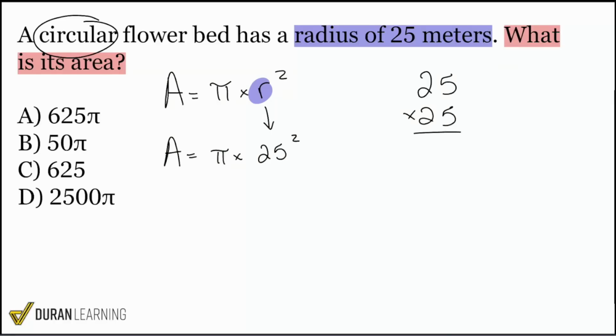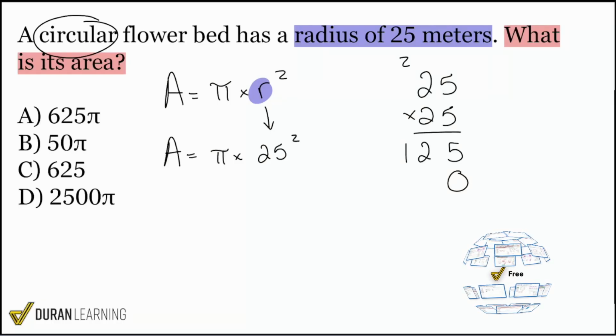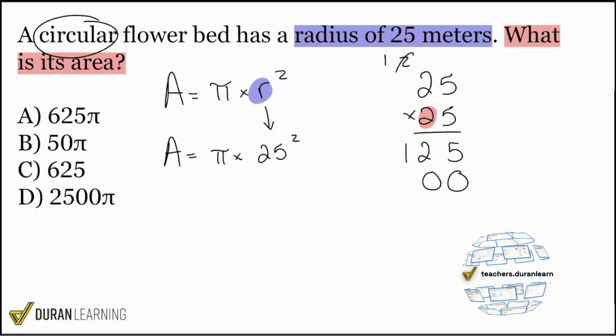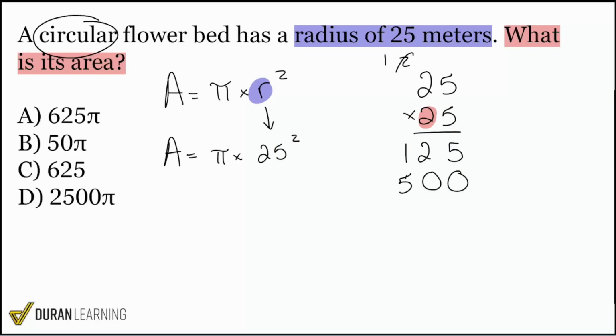So 25 times 25, 5 times 5 is, well, 25. 2 times 5 is 10, carry the 2 is 12. Next up, start off with that 2 right over here, and let's keep it going. 5 times 2, that's 10, carry the 1. 2 times 2 is 4, carry the 1 is 5. So there we are. Add these together, and now we have 5, 2, and 6.